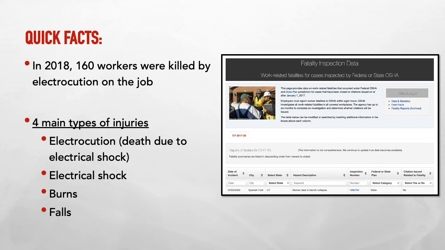Main types of injuries, you have electrocution, which is death due to electrical shock itself, burns, which are very common, and falls. Actually, one of the most common fatalities outside of electrocution is people being on a ladder and falling, or being at heights and falling. Once they're shocked, they lose control of their footing, and then they fall.